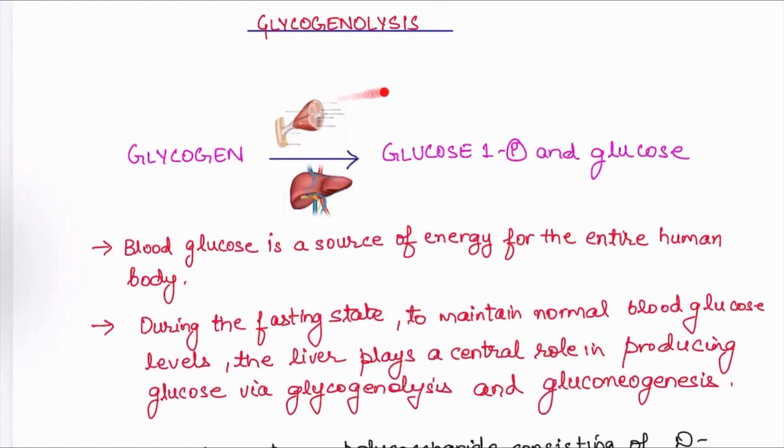Glycogenolysis. Glycogenolysis means breakdown of glycogen, which is a store of glucose, into glucose 1-phosphate and glucose. So when does glycogenolysis take place inside our body?